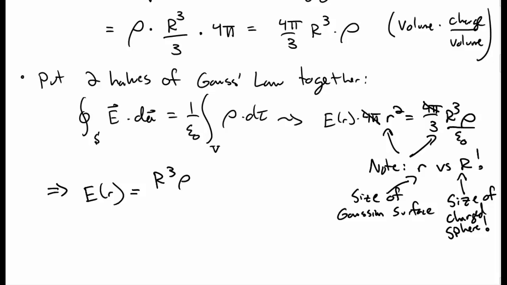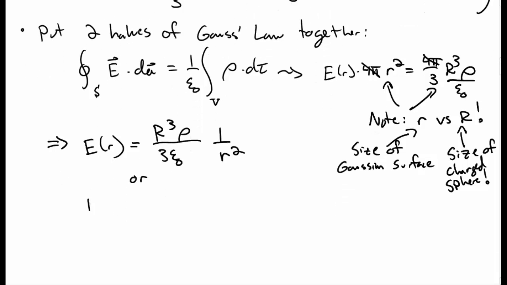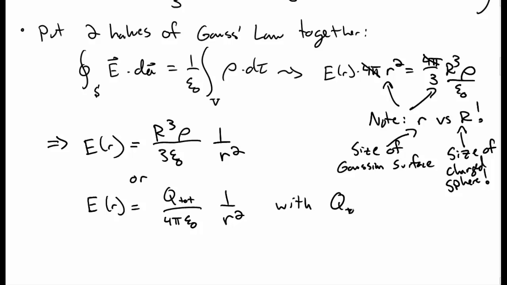Forgot my factor of epsilon naught there. Okay, so some factors of 4 pi cancel. So you get r cubed rho over 3 epsilon naught times 1 over r squared. This might make more sense if you write this as Q total over 4 pi epsilon naught, 1 over r squared, where Q total is equal to the total charge of the sphere, 4 pi over 3 R cubed times rho. And that actually makes a lot of sense.